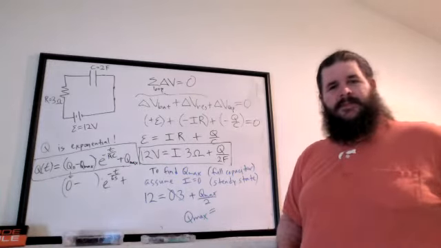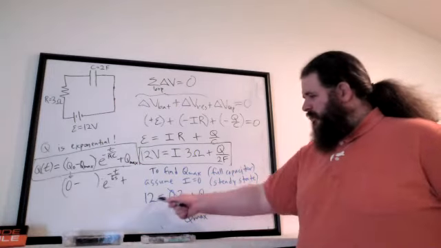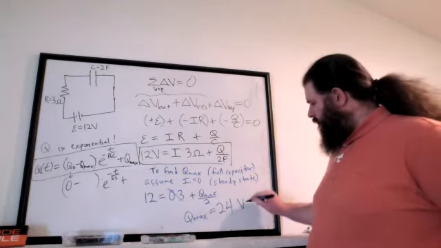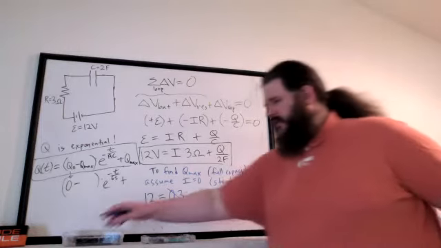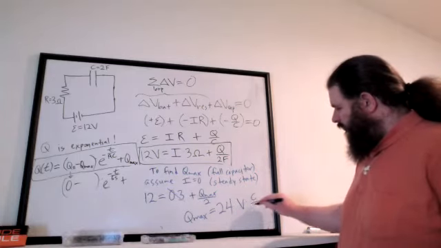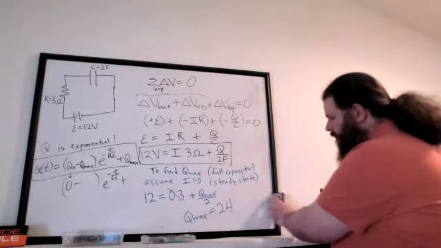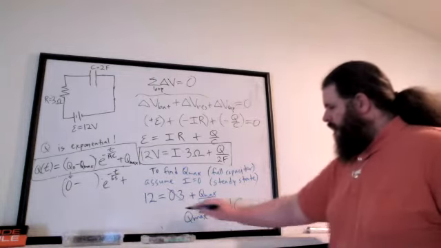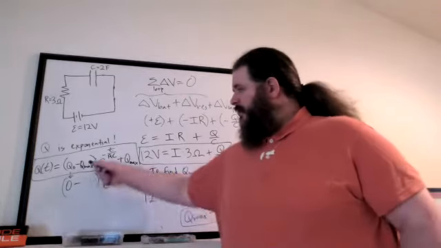$24. Yeah, multiply by 2, you get 24. And since that's volts times farads, that ends up just being coulombs because farads is coulombs per volt. Volts cancel out, we get just coulombs. So that is the maximum charge here. We can now fill that in for Q max.